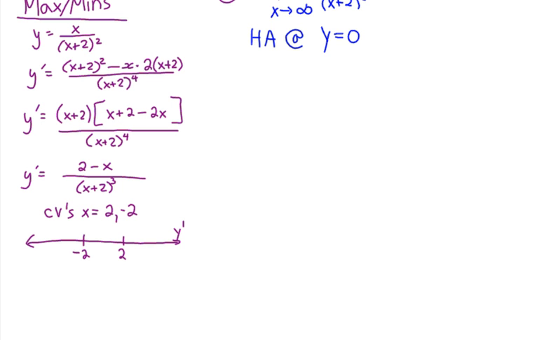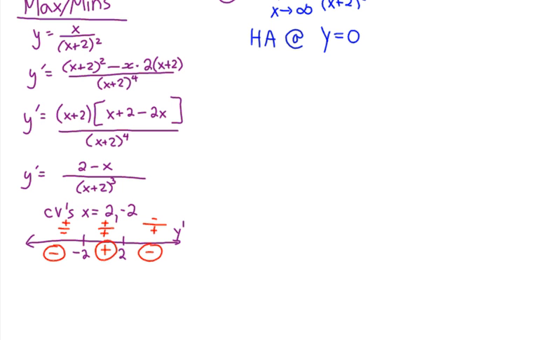Okay, so negative 3, let's do left. 2 minus negative 3 would give you a positive, divided by negative 3 plus 2 would give you a negative, cubed is still a negative. So positive divided by negative is negative. At 0, 2 minus 0, positive; 0 plus 2, positive. So positive. And 3: 2 minus 3 is going to give you a negative, 3 plus 2 is a positive, so this would be a negative.